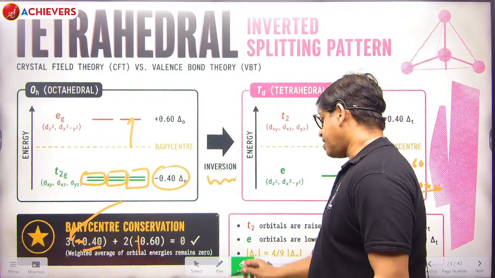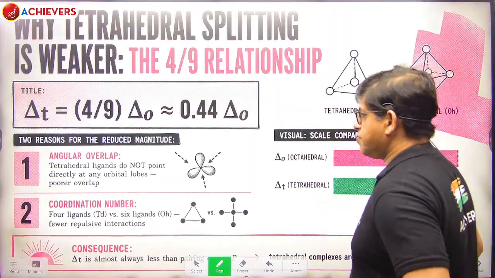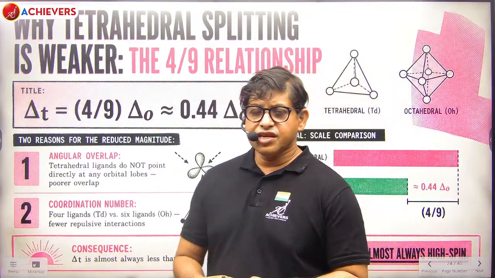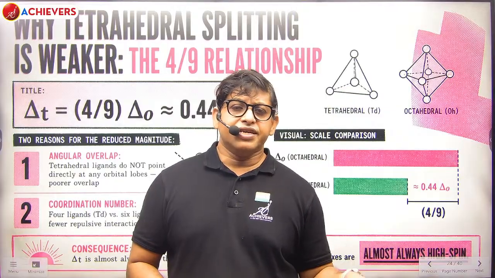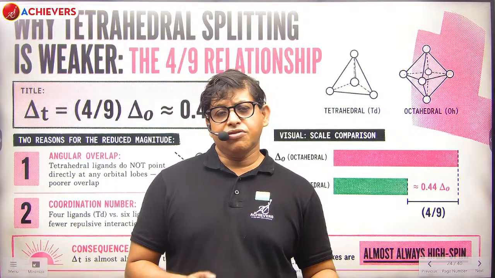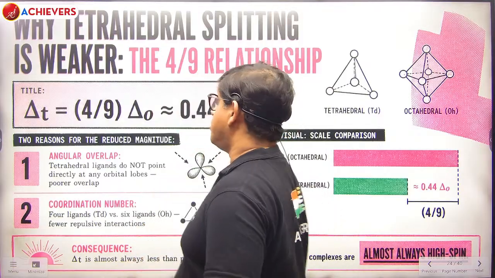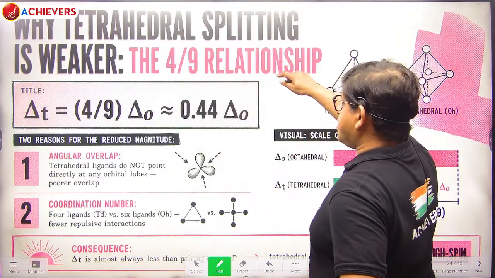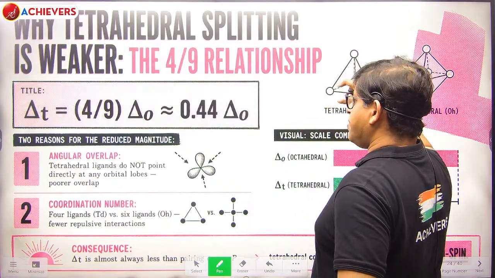So this is a diagram comparison of tetrahedral and octahedral. Now let us compare why tetrahedral splitting is lower as compared to octahedral, and also there is the 4/9 factor. So why is tetrahedral splitting weaker? The 4/9 relationship, that is del T is equal to 4/9 del O.